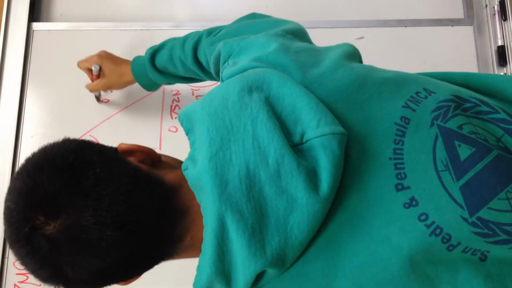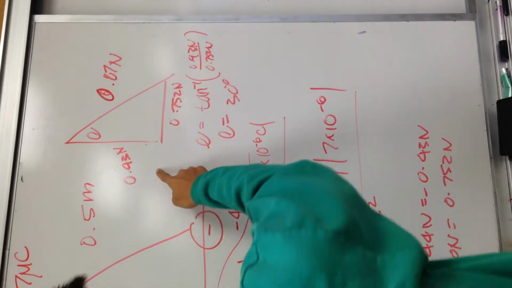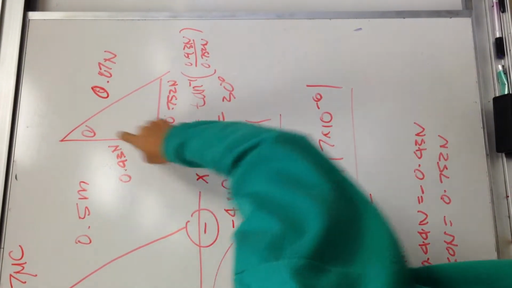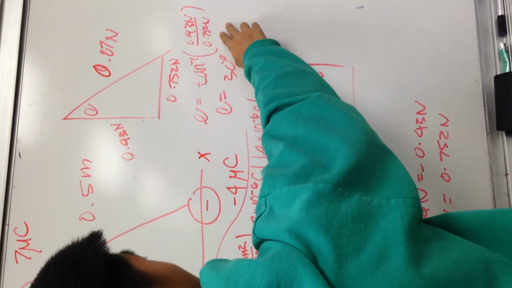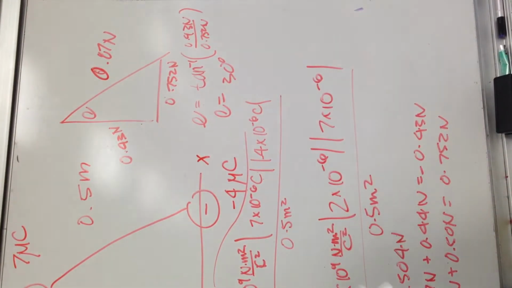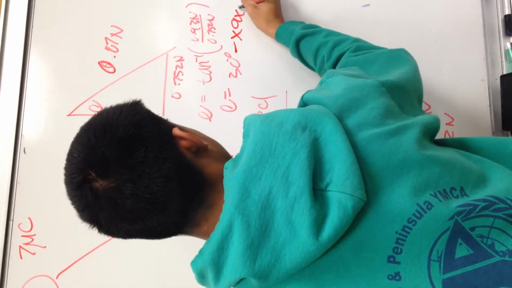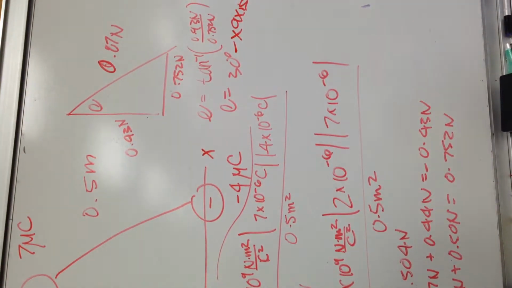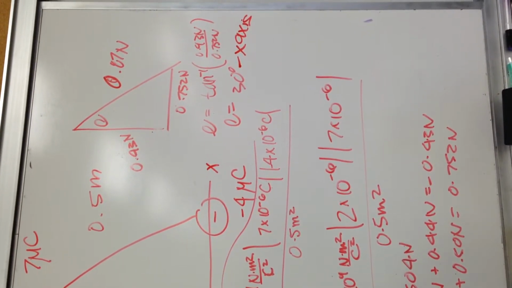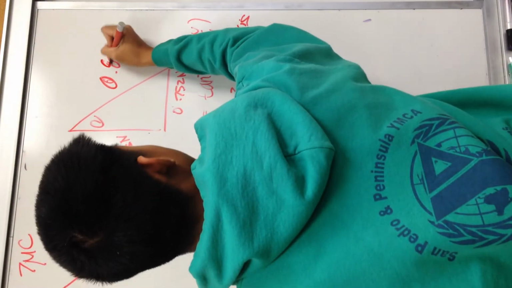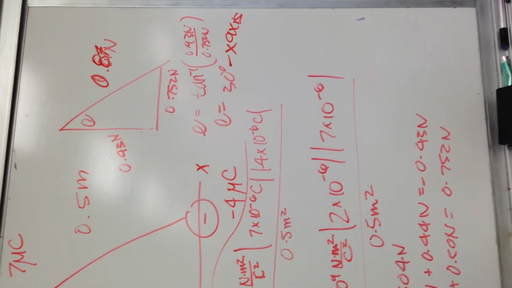You get 0.87 newtons using the Pythagorean theorem of a squared plus b squared equals c squared. And then you have to solve for theta, which is right there, using the tangent of 0.43 newtons and 0.752 newtons. You end up with 30 degrees below the negative x-axis. Looks like 0.87. Okay. And that's it.